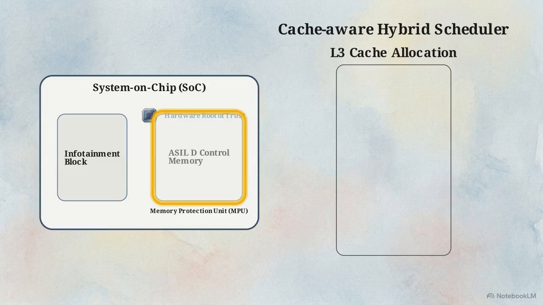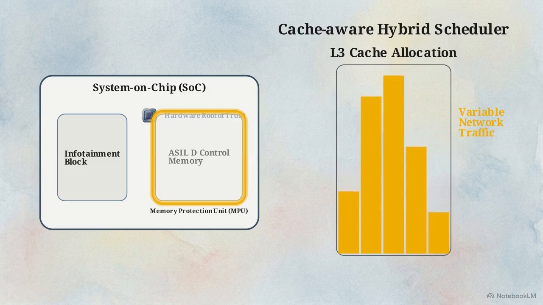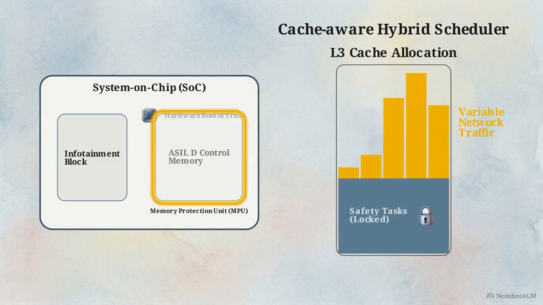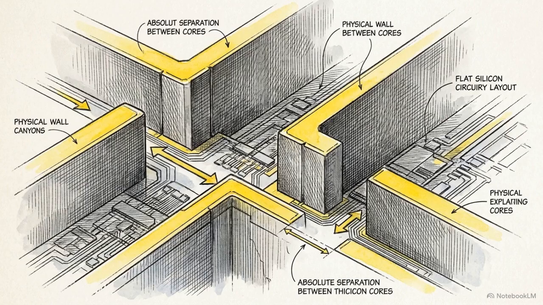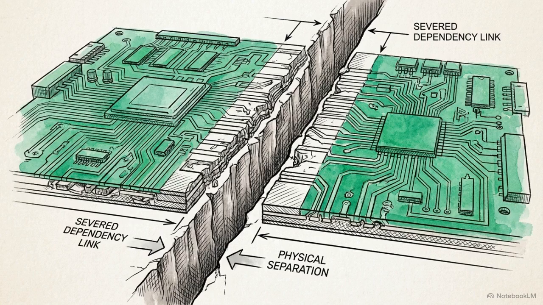This bar chart models the L3 cache. It dynamically allocates 60% for variable network traffic, but mechanically locks off exactly 40% exclusively for safety tasks, guaranteeing execution time. By enforcing absolute physical and temporal boundaries at the silicon level, the architecture successfully severs the dependency link between an ISO 21434 cyber attack and an ISO 26262 functional safety system collapse.